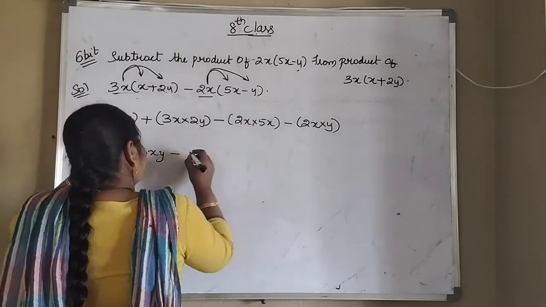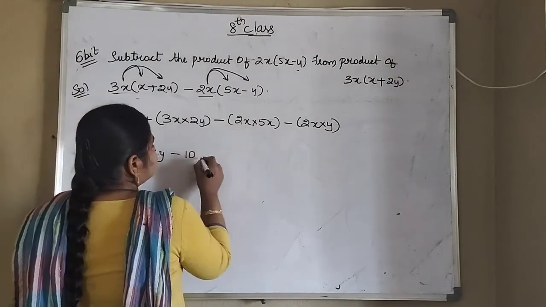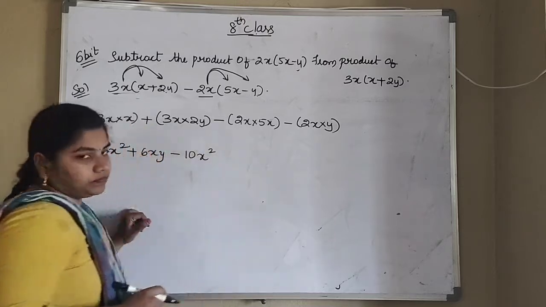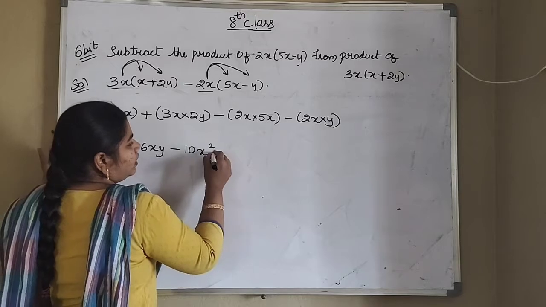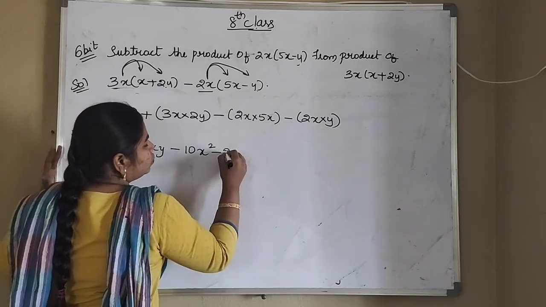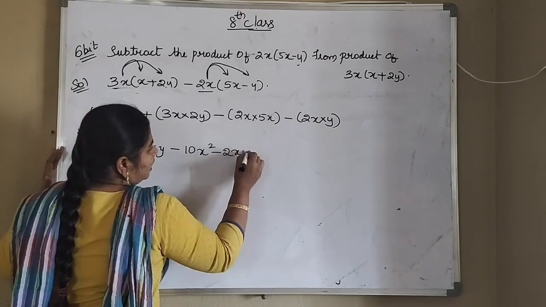Minus 2 fives are 10, x into x is x square. Minus 2 ones are 2, x into y is xy.